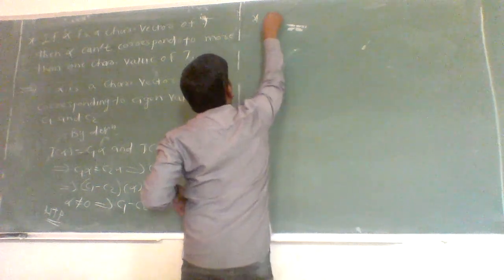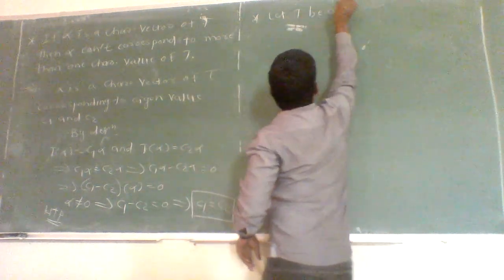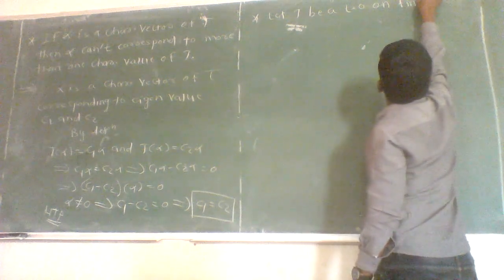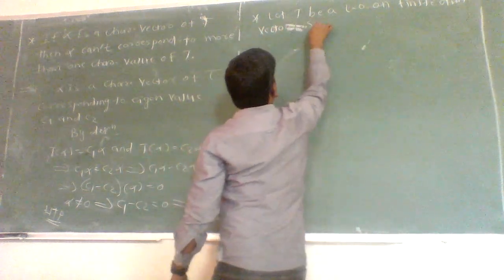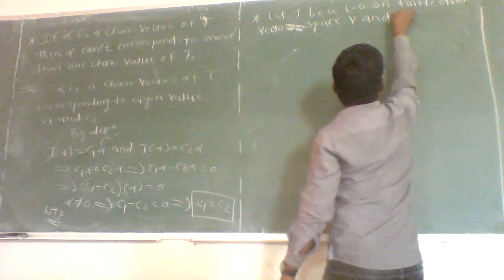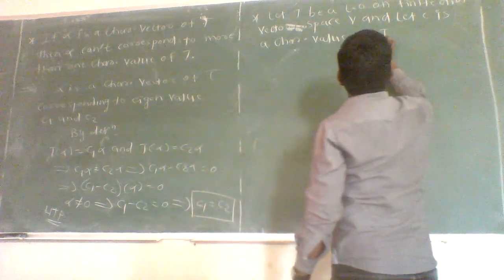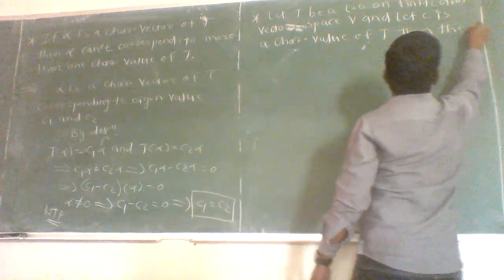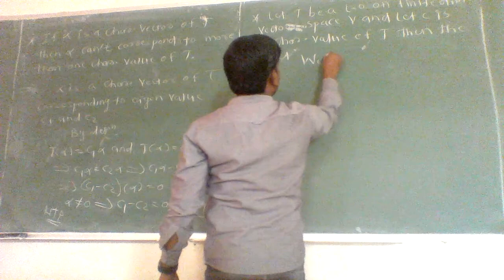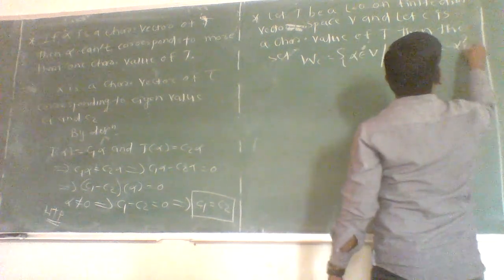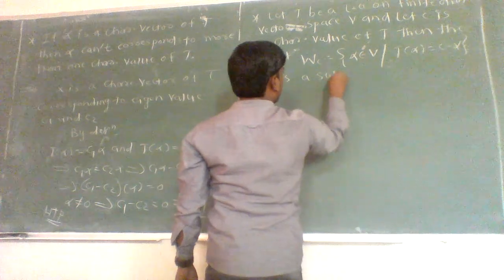Now, next one. Let T be a linear operator on a finite dimensional vector space V, and let C be a characteristic value of linear operator T. Then the set WC, which contains all alpha belonging to vector space V such that T of alpha is equal to C alpha, we have to prove this is a subspace of V.